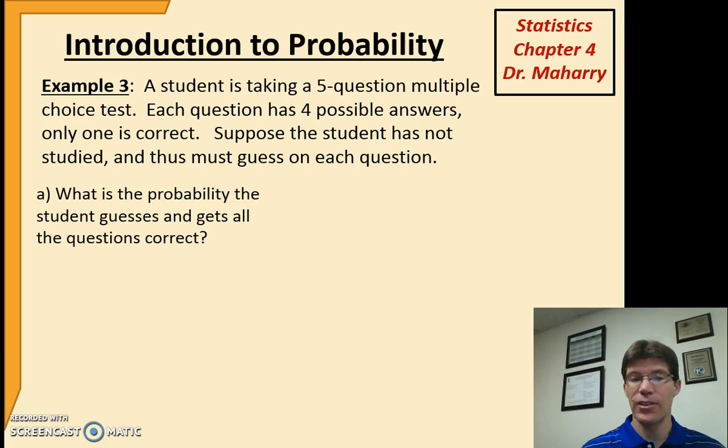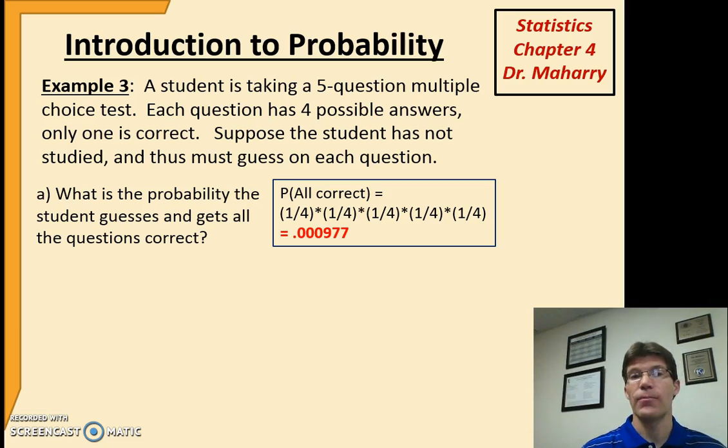Well, again, I could think of this as a sequence of events. Probability of guessing and getting it correct is 1 in 4. Now notice here, the probabilities don't change, because if I'm just randomly guessing, each time I guess, there's a 1 in 4 chance I get it right. So 1/4 times 1/4, 5 times.